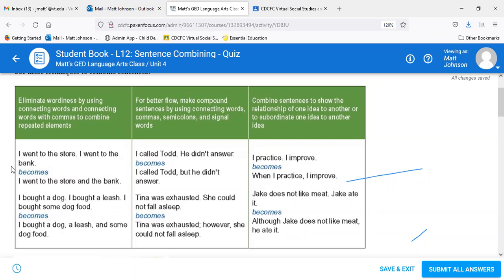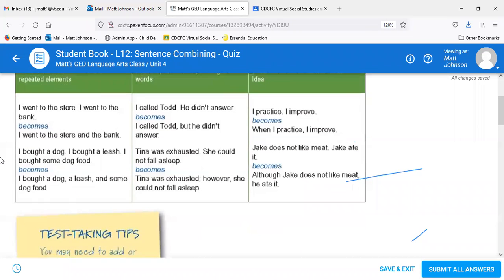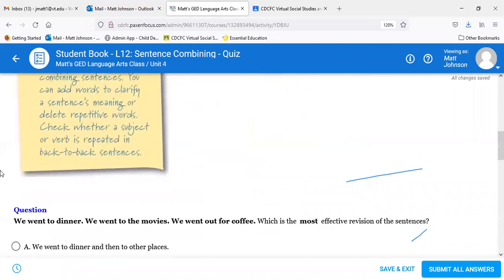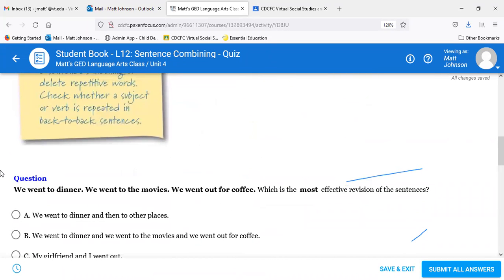If I'm talking about somebody else, Lisa. Lisa went to the store, period, she went to the bank, something like that. Same thing, just different use of pronouns there, right? I use Lisa as subject and then I use she for the pronoun. So that's a good tip there, though. If you're using the same subject over and over again, see if you can combine those sentences.